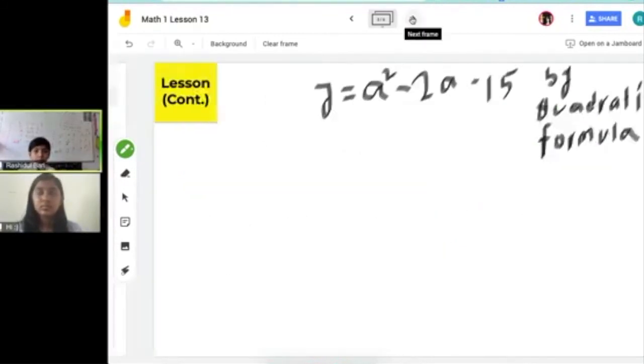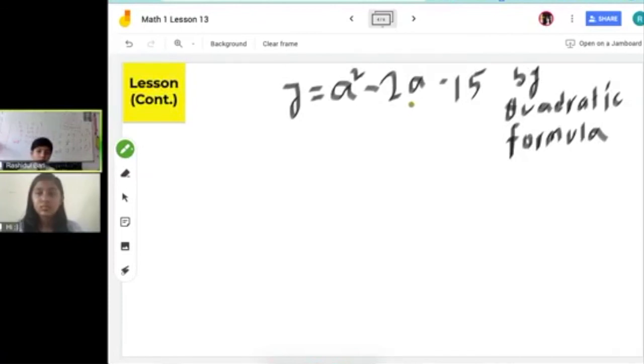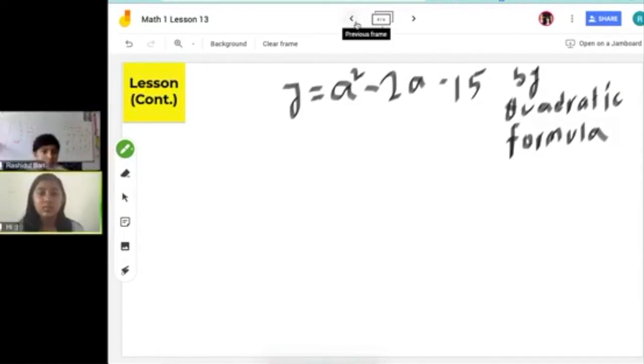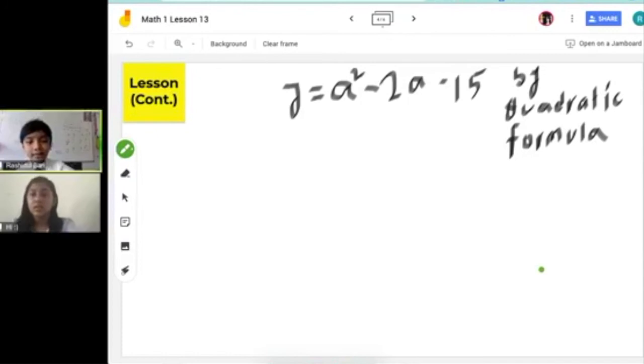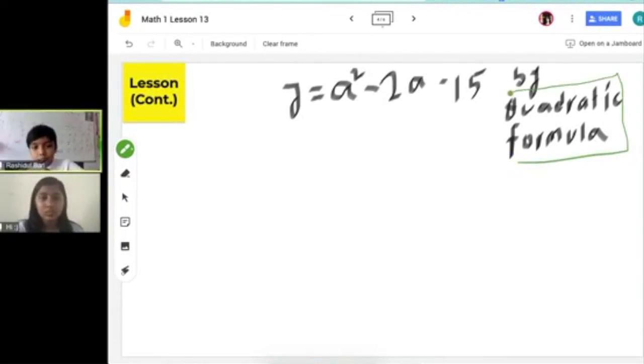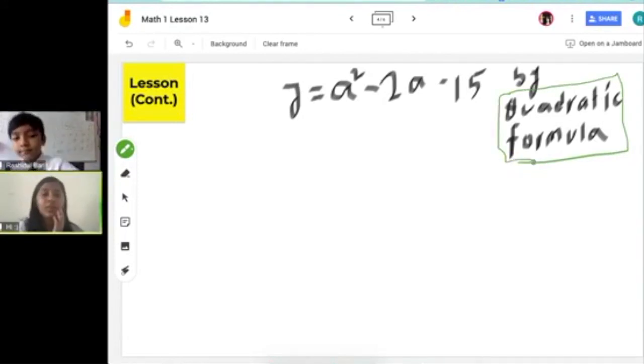Now, let's move on to the final part of the lesson where you can use the quadratic formula. We're doing the same problem again, except you can use the quadratic formula this time. Okay, solve the quadratic.